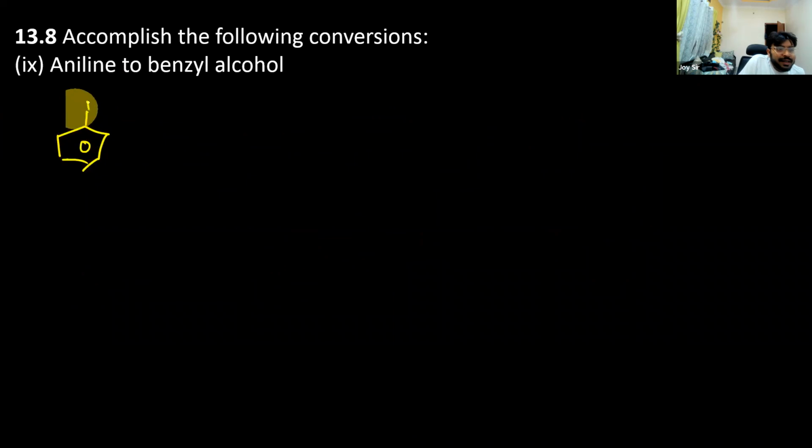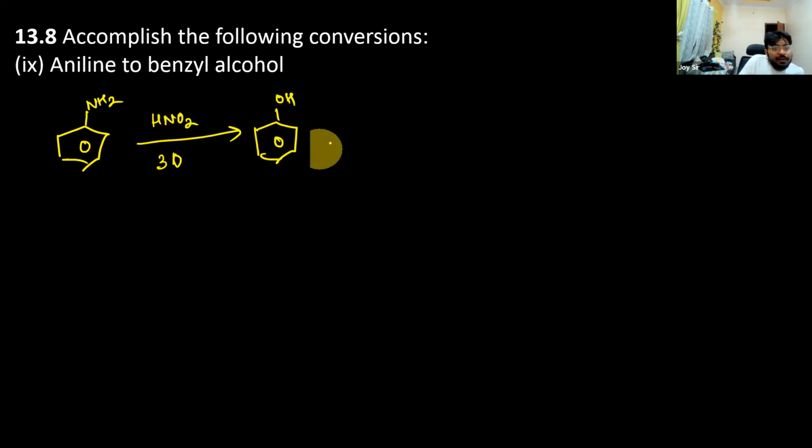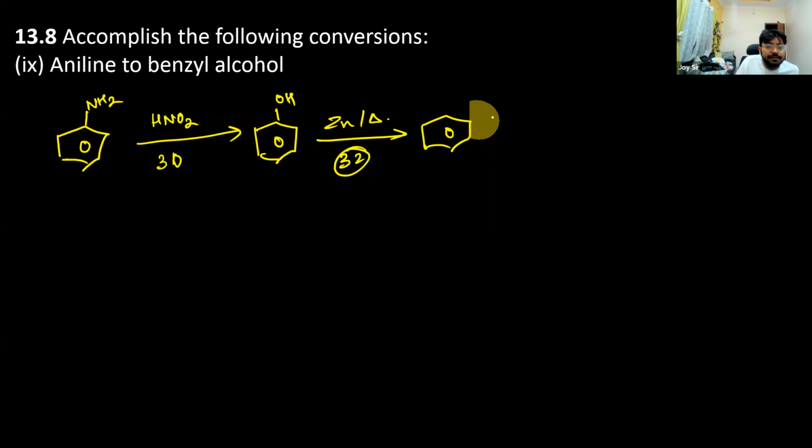Next, aniline to benzyl alcohol. Okay, same way I'll proceed. Aniline to benzyl alcohol. Aniline, I'll give number 30, HNO2. It becomes phenol. Phenol to what next? Just give it zinc dust. It is the 32nd reaction. So it becomes simply our benzene. Fine.